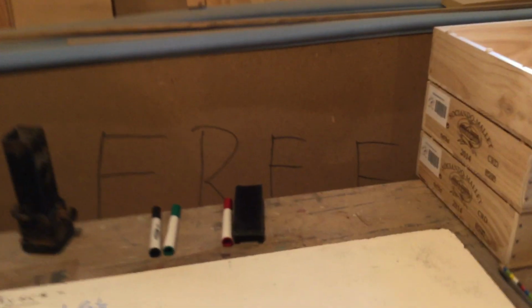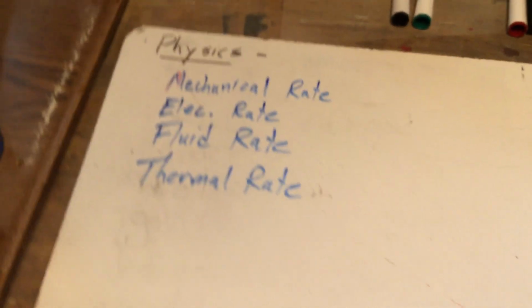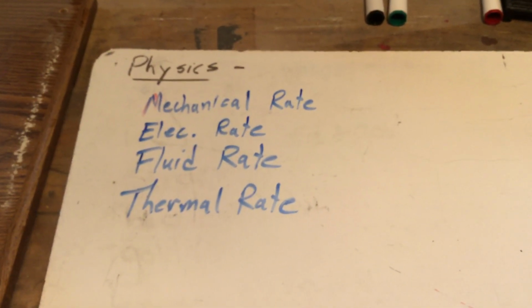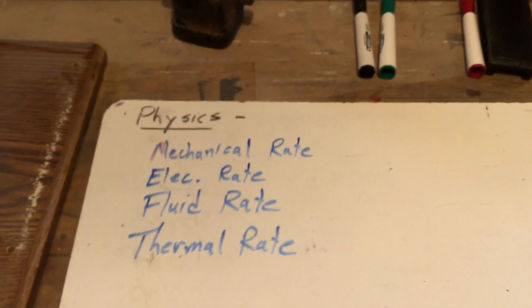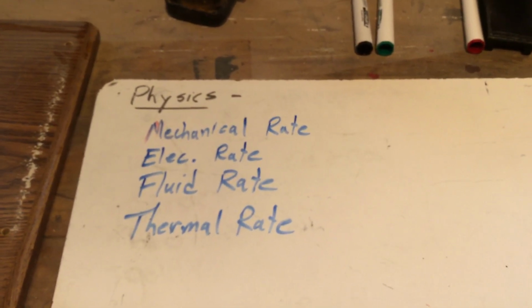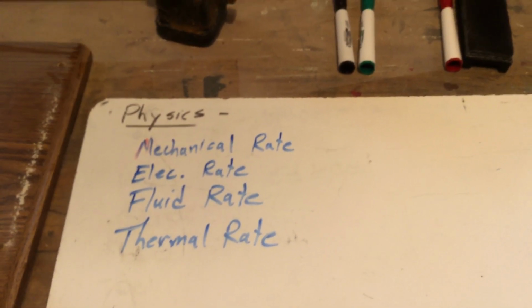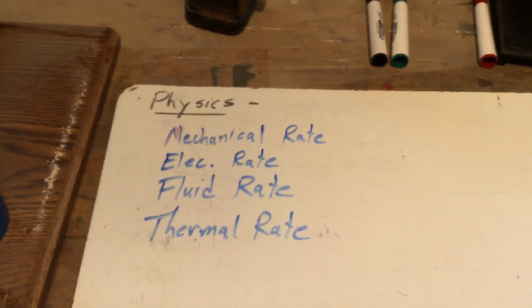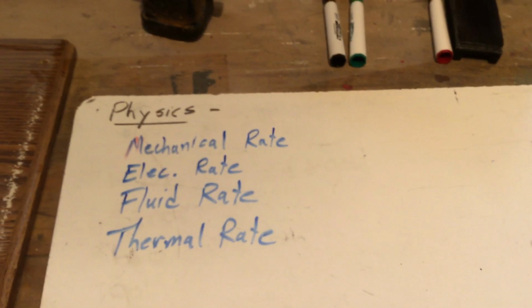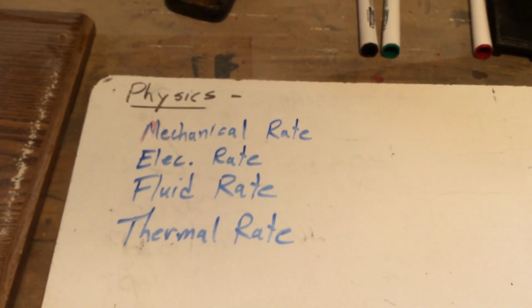And today we're going to talk about another type of rate. So we've talked about mechanical rate, and we did a video where we figured out the rate of an ATV. Electrical rate, that was charge, and we also talked about current in amps or coulombs per second. Fluid rate, where we talked about a certain amount of mass or a certain amount of volume in a certain time. And now we're moving on to thermal rate.